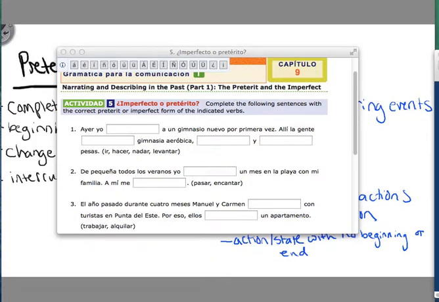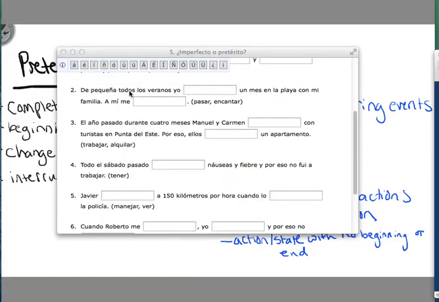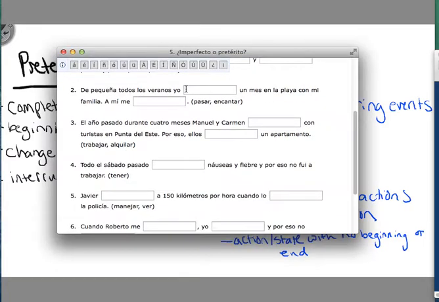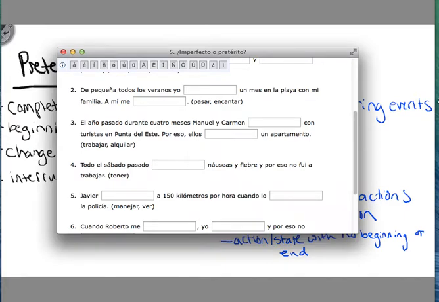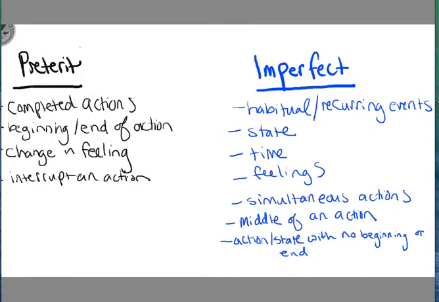All right, let's take a look at the next one. "De pequeña," when I was little. "Todos los veranos," all of the summers. Things like that, the more you practice this, the more you're going to see key phrases that will clue you into preterite or imperfect. And speaking of that, I took a screenshot from the book.